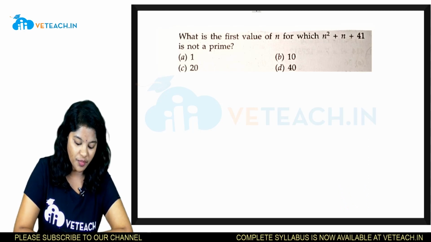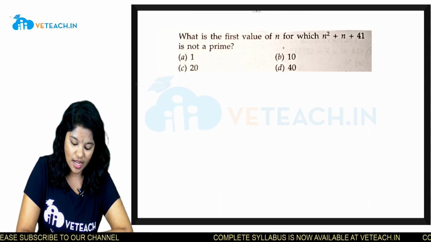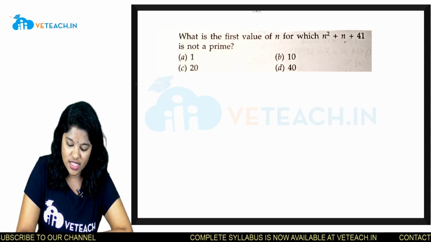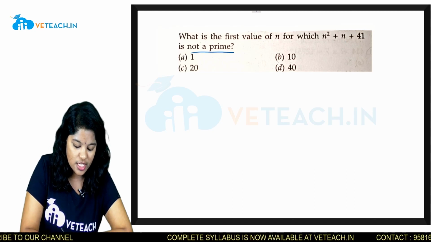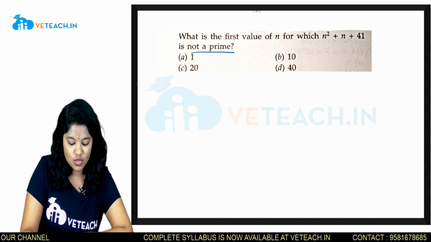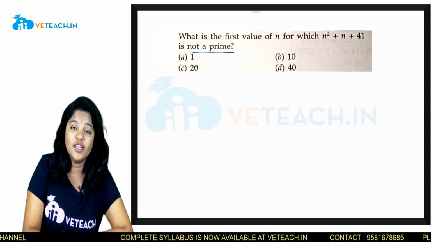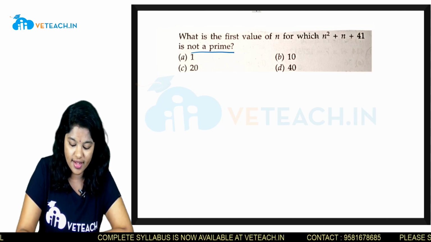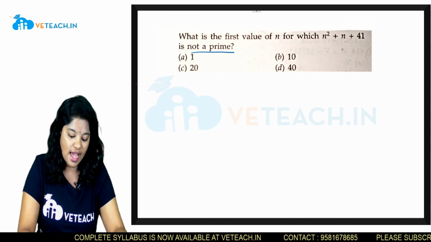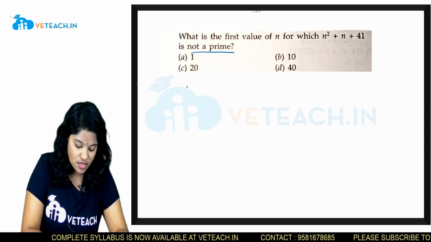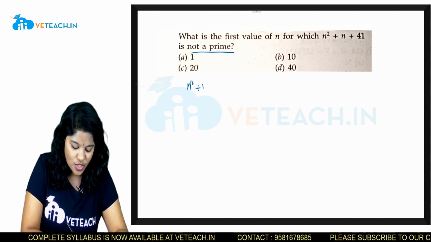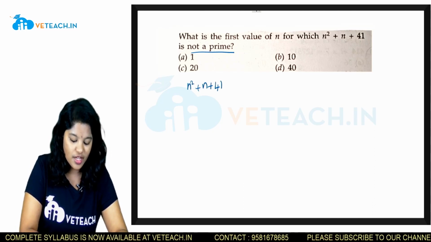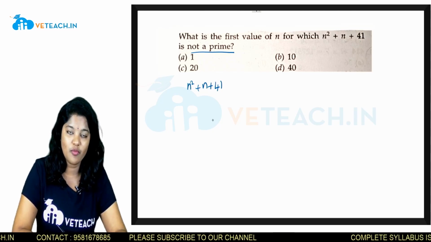See the next question. What is the first value of n for which n square plus n plus 41 is not a prime? So whenever you substitute any of the corresponding values of n, the number should not be a prime number. So this we can do with options verification. The given expression is n square plus n plus 41.